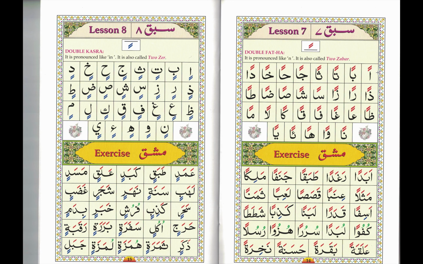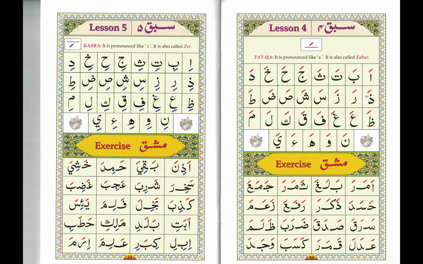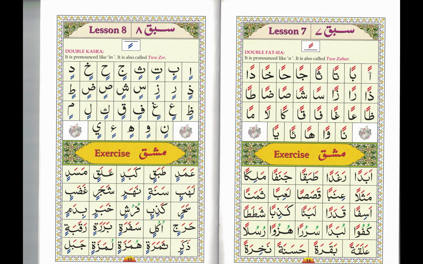To understand the double fatha, we're going to quickly go back to the single fatha to remind us how to read that. So the single fatha is over here. We said that it makes an "a" sound, isn't it? So when it comes to a double fatha, all we're doing is taking that same thing, but adding an n at the end. So if you look over here, back to our double fatha, it is pronounced like "an". It is also called two zabar. So with a single fatha, it was "a". When we make it a double fatha, all we're doing is adding an n at the end, so it becomes "an". And likewise all of these as well.